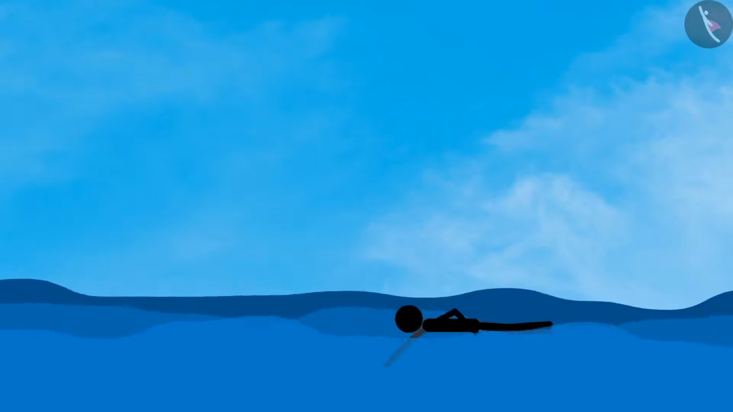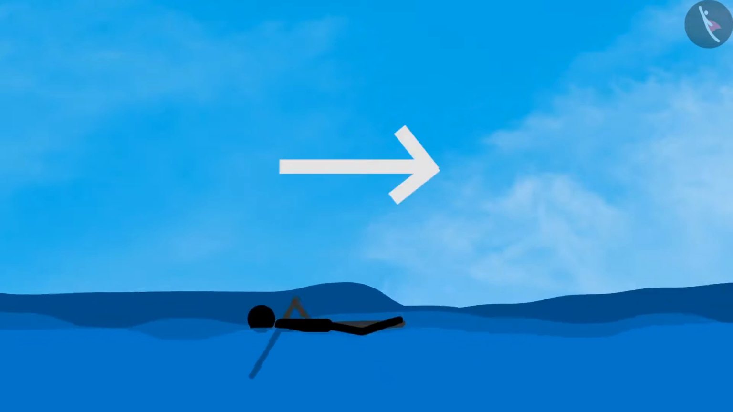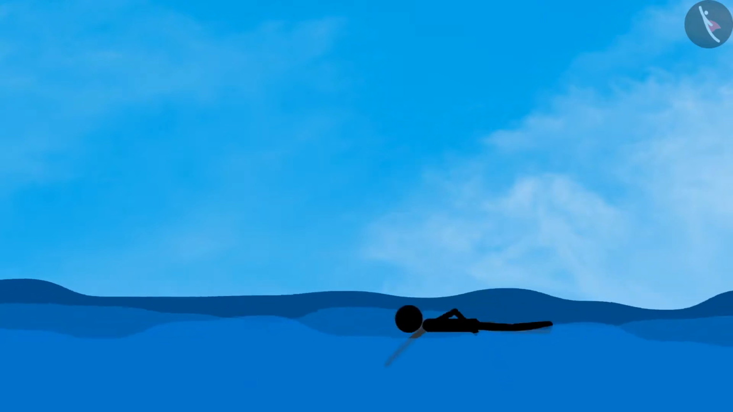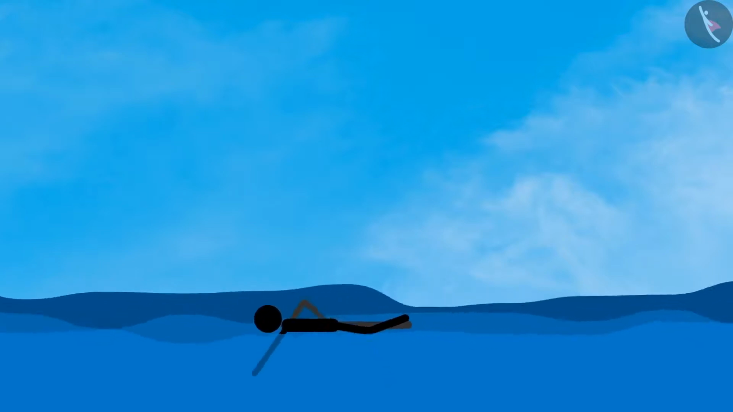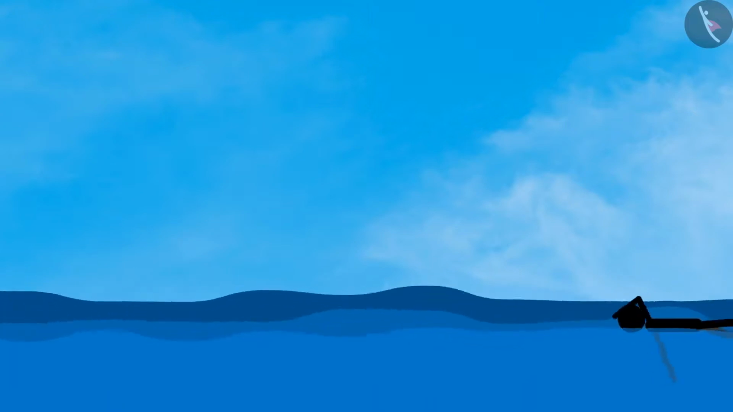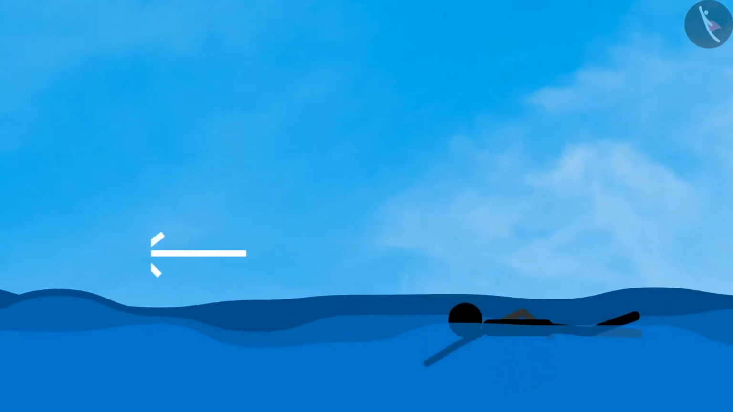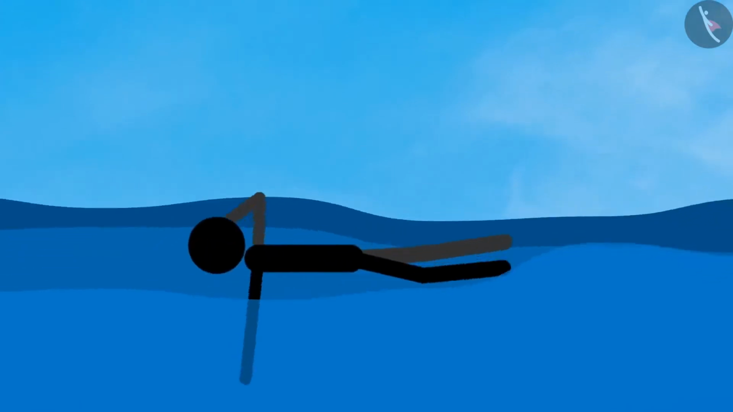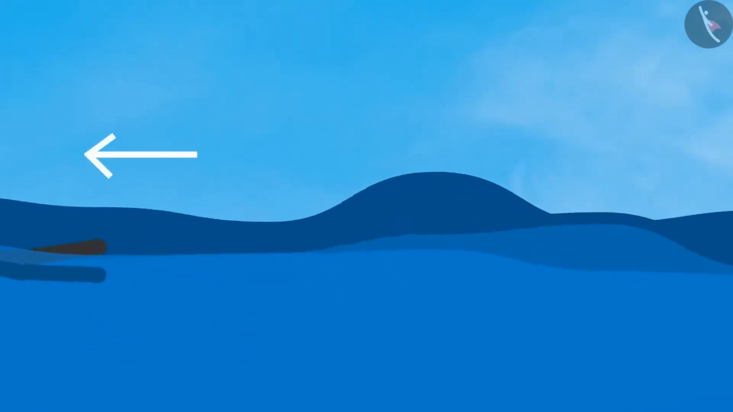No, you need to exert a force in the direction opposite to the direction of swimming. That is, you need to push against the water to move in the forward direction. When you push against the water, it exerts an equal and opposite force on your body. That is, the water pushes you back such that your body moves in the forward direction.